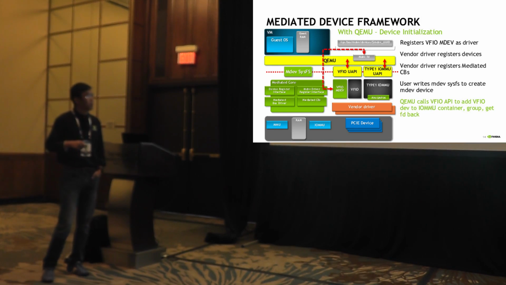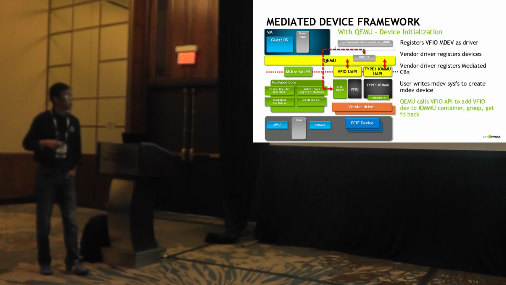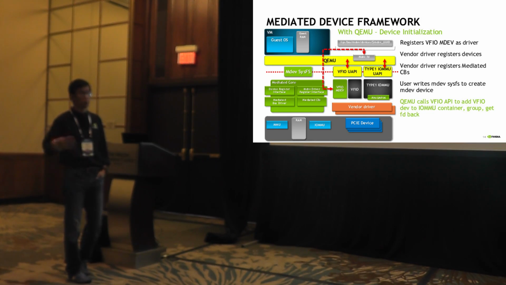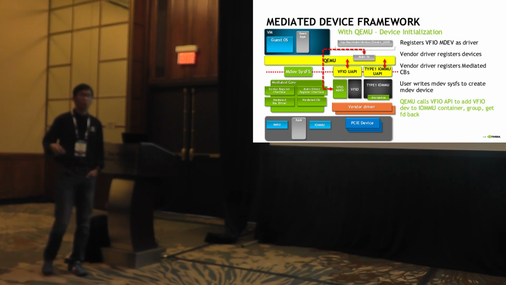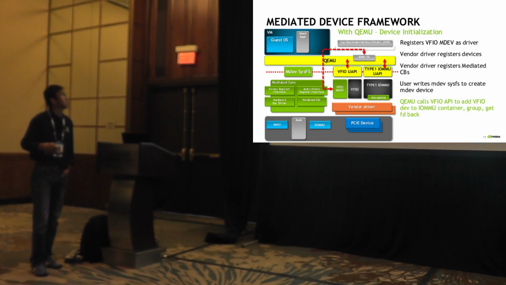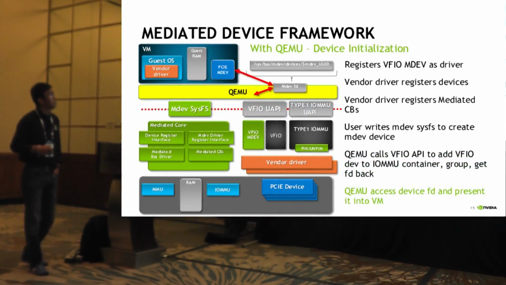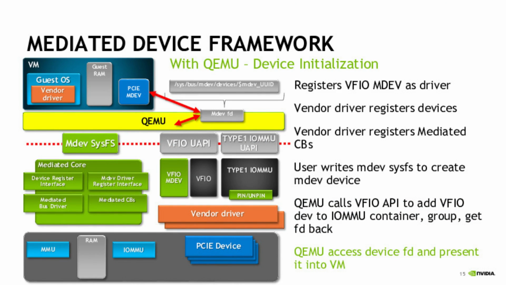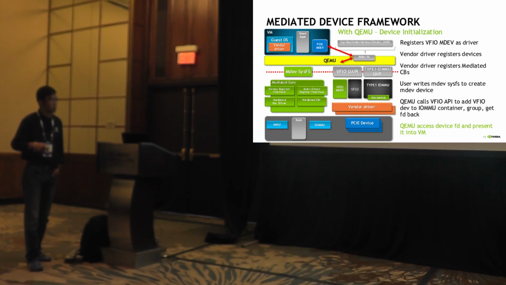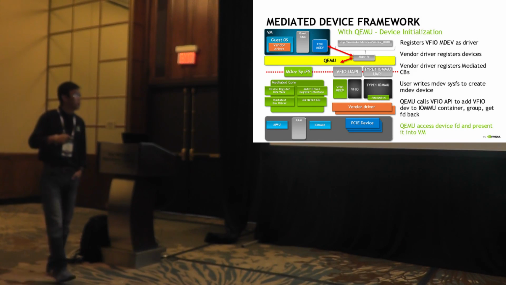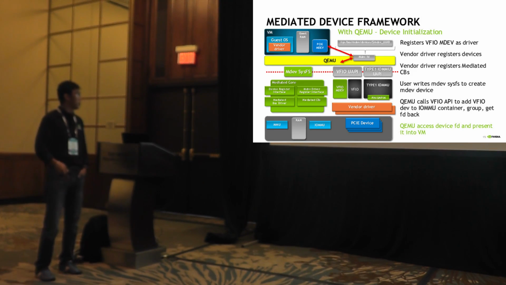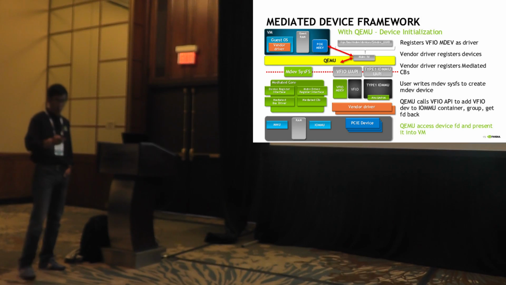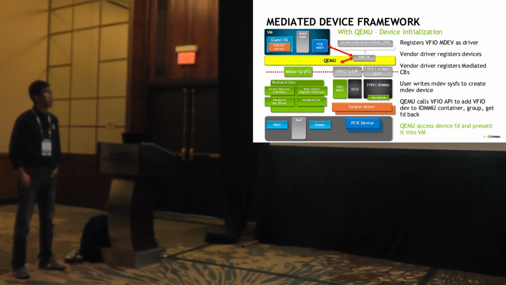Then QEMU will call the VFIO API to add the VFIO device to this IOMMU container and the group, etc. And then eventually we will call the ioctl to get a VFIO device file descriptor, right? So that you get the file descriptor back. Then once you have that file descriptor, it's QEMU's job to access it and present it into the virtual machine by doing the PCI config space access and also checking the BAR, the memory mapped IO stuff, right? So let's talk about how to access the device.